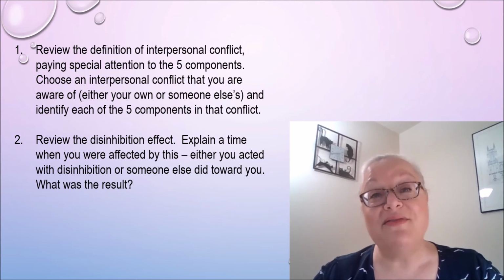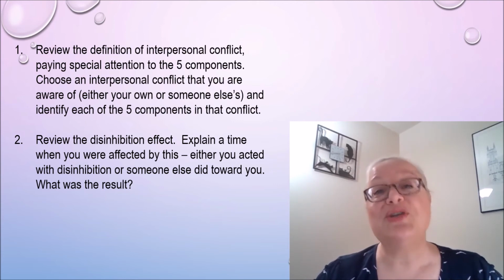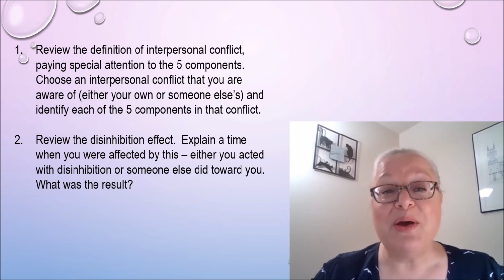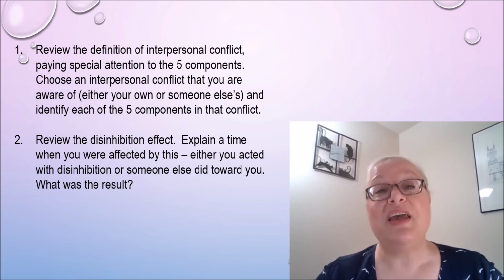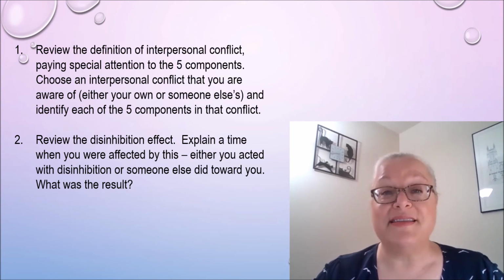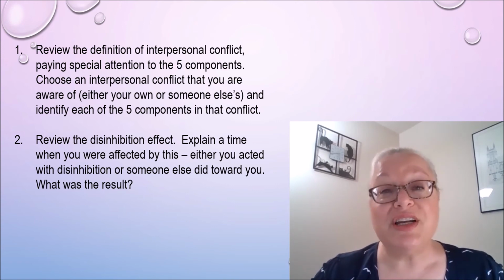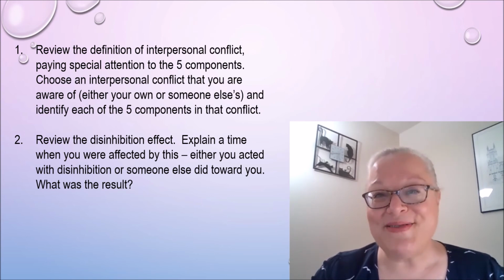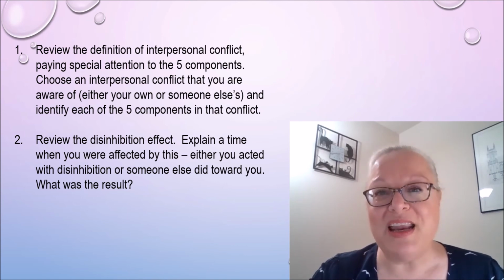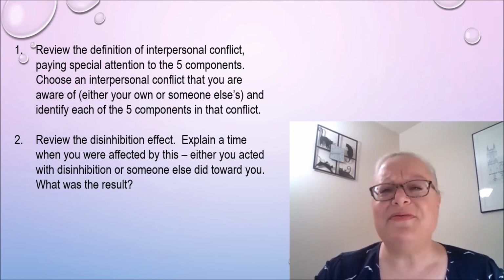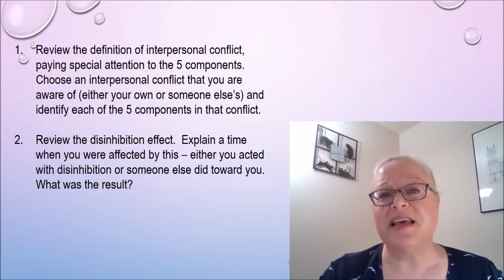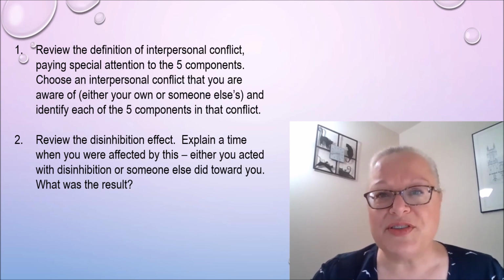So here's a summary of this assignment. There are 2 parts. The first is to review the definition of interpersonal conflict and talk about a conflict in which each of those 5 components were present. List them and explain them. This could be your own conflict or somebody else's. Secondly, review the disinhibition effect and describe an incident where you were under the effect of that or somebody else was when they were communicating with you. And what was the effect of that disinhibition on the communication exchange? How did it make it either better or worse for you?